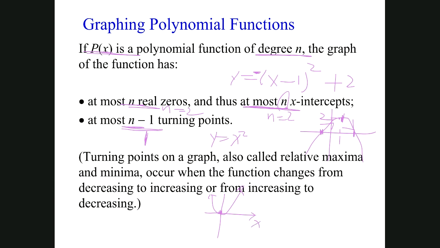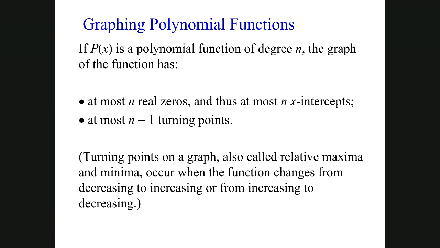So that means you can have either 1 x-intercept or at most n. n is 2, so the most x-intercepts you can have here is n. That means if you have a parabola, you cannot have 3 x-intercepts. You cannot pass the x-axis 3 times in this case. So at most n means it can be less than or equal to n. If n is equal to 2, at most n x-intercepts means I can have less than or equal to 2. Okay.